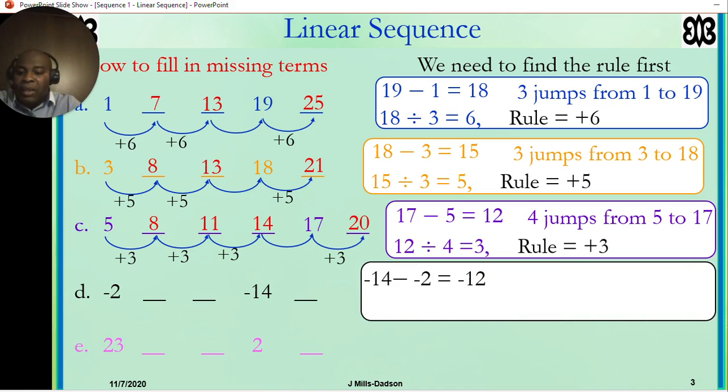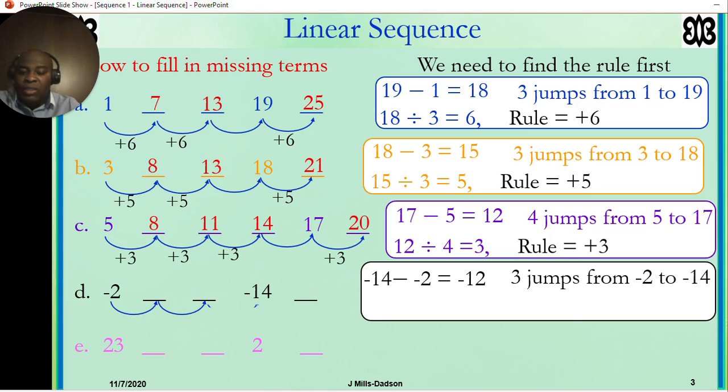Now D, we need to find the difference between -14 and -2. So you have -14 minus -2. And you need to remember from the negative number rules that negative followed by another negative becomes positive. So it becomes -14 add 2. That's why we have -12 as the difference between -14 and -2.